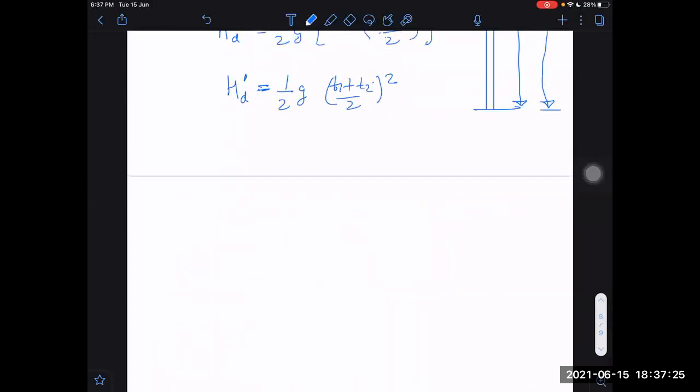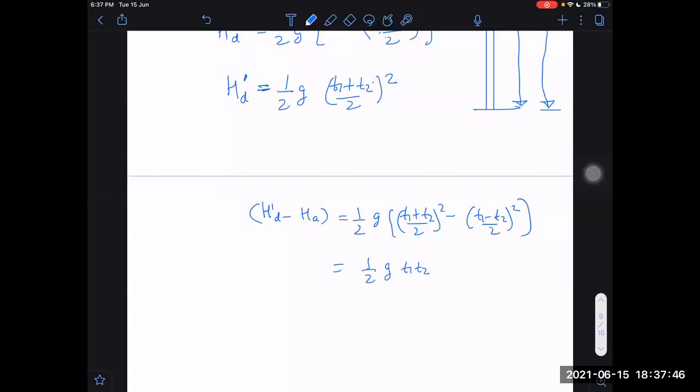Height of tower will be equal to H dash D minus HA, which is equal to half of G into ((T1 plus T2) by 2) whole square minus ((T1 minus T2) by 2) whole square, which is equal to, I think, half of G into T1 T2. This is the height of tower.